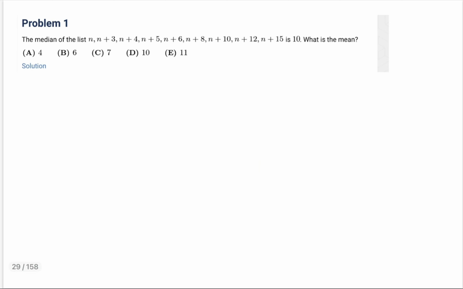The first problem: the median of the list n plus 3, n plus 4, n plus 5, n plus 6, n plus 8, n plus 10, n plus 12, n plus 15 is 10. How many numbers are there? 1, 2, 3, 4, 5, 6, 7, 8, 9 numbers. The median of 9 numbers would be the fifth number, so it will be n plus 6. n plus 6 equals 10, so n equals 4.